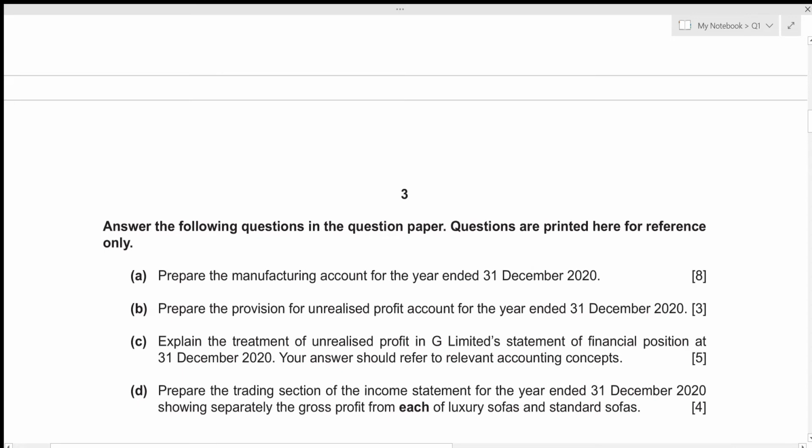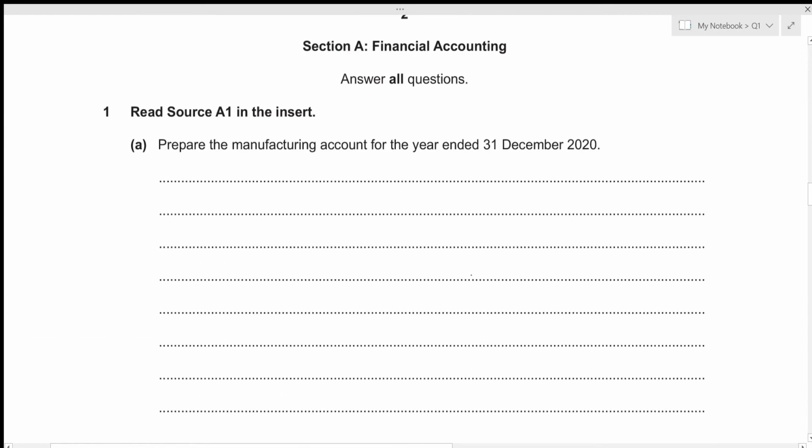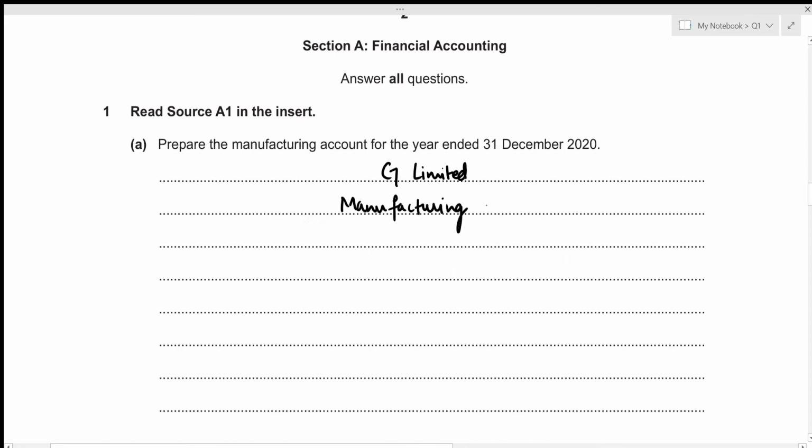So let's have a look at our question. We need to prepare the manufacturing account for the year ended 31st December 2020. Let's do that. So we are preparing the manufacturing account for G Limited, for the year ended 31st December 2020.